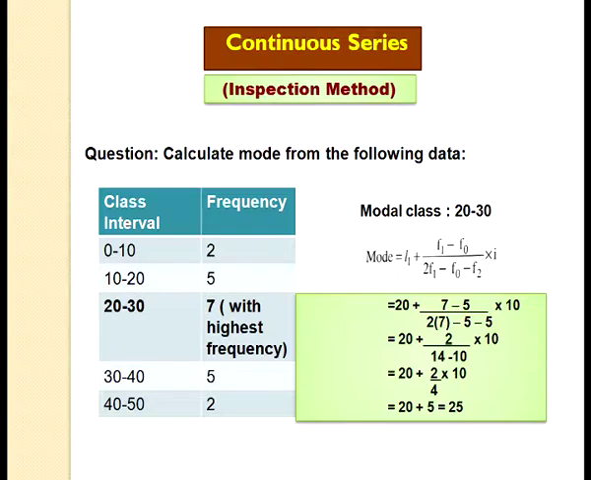Now, we will write the formula. Mode is equal to L plus (F1 minus F0) divided by (2F1 minus F0 minus F2) into I. We will put the values and we get mode as 25. So, students, we have learned how to compute mode by inspection method in case of continuous series.